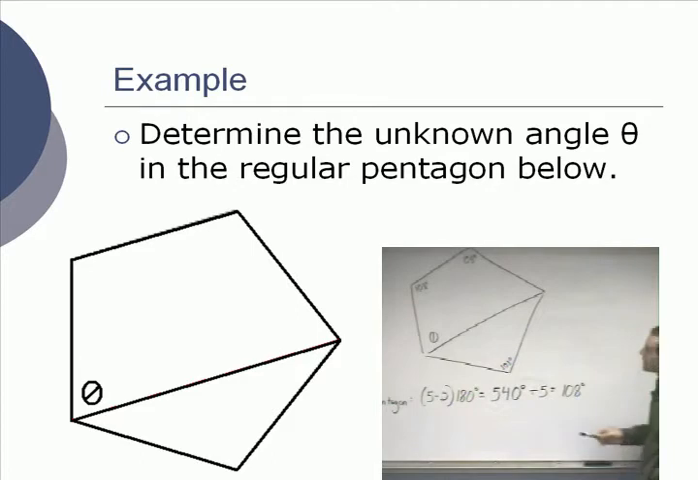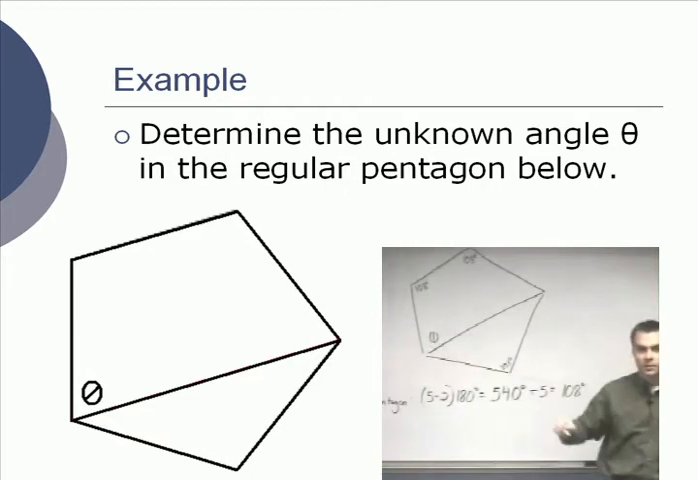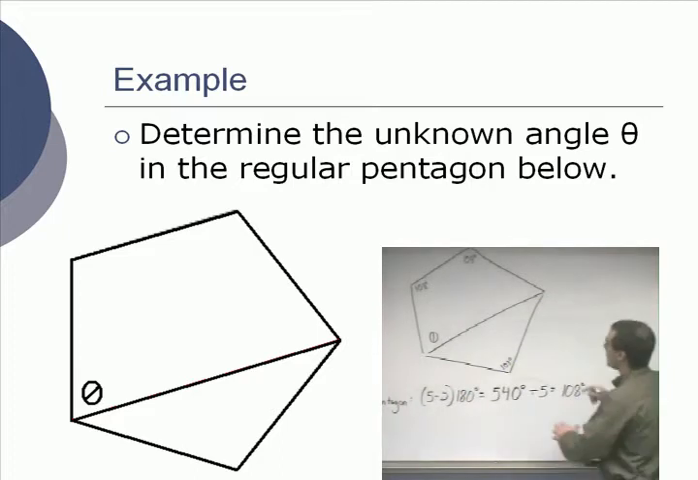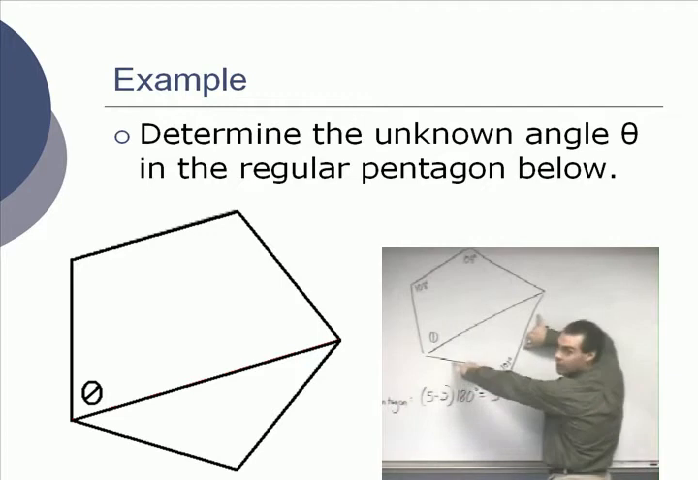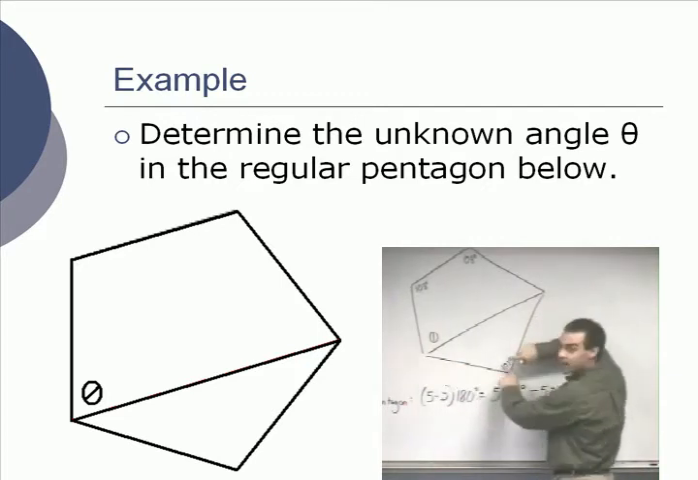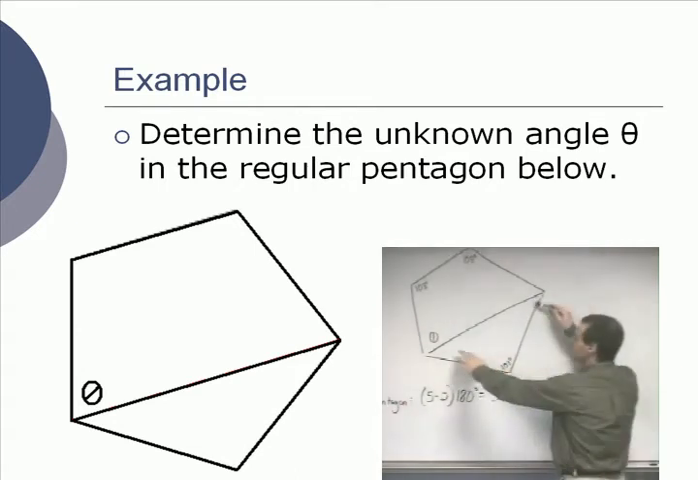All right, well, that doesn't answer the question of how much theta is. We know that the whole thing would be 108 degrees, but we just want to find what theta is. Now, what do you know about this triangle down here? Since these two sides have to be equal, what kind of triangle is this? Isosceles, right? An isosceles triangle has two equal sides. So this bottom triangle is isosceles.